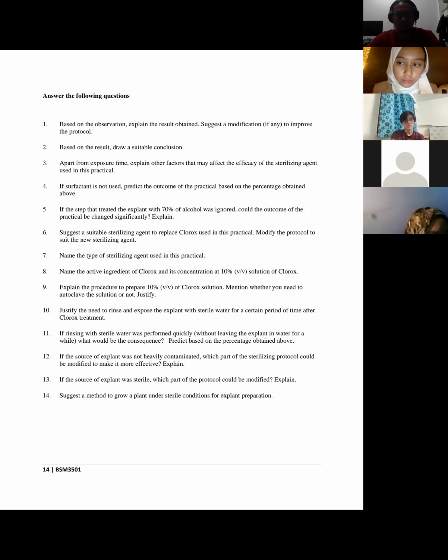Maybe the exposure time can be less than 15 minutes because it might damage the explant cells, because the explant is not heavily contaminated, right? So maybe there are too few microbes, so it might damage the explant cells. You guys have any different answer than me? No. Okay, I think that's all from me.